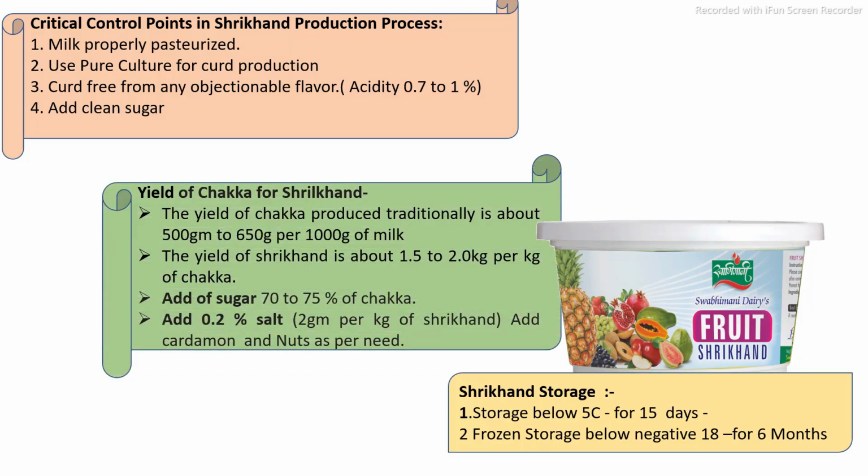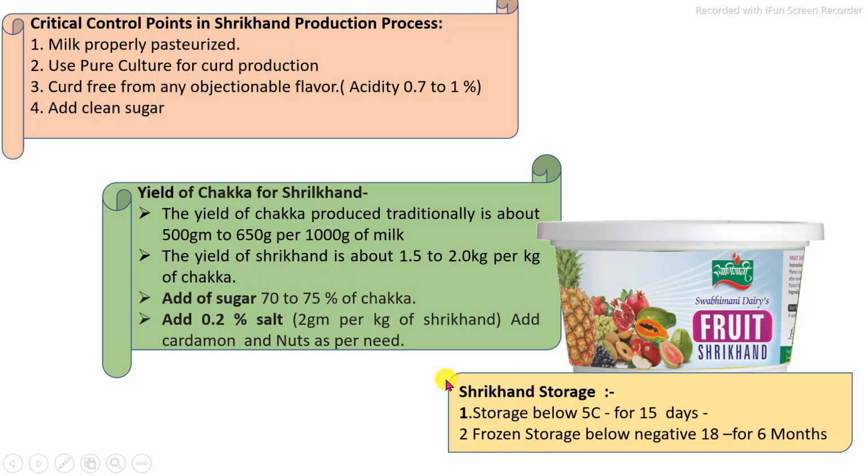Finally, the yield of chakka for Shrikhand depends on the initial fat and SNF percentage of the milk. If we use full cream milk, we get 500 to 650 grams of chakka from 1000 grams of milk, and about 1.5 to 2 kg of Shrikhand is yielded from 1 kg of chakka.